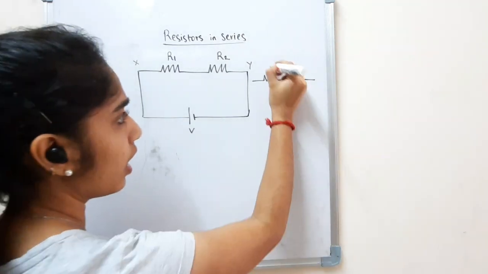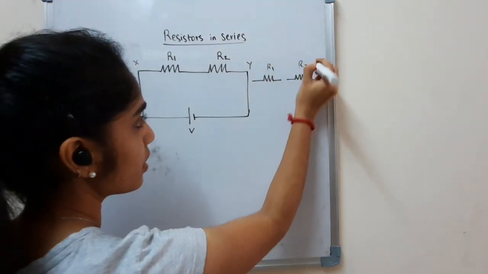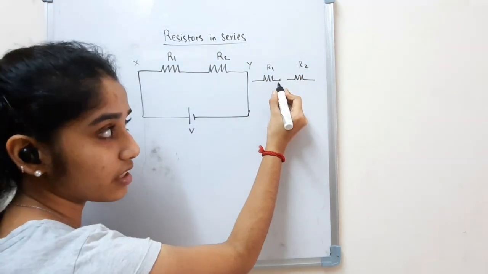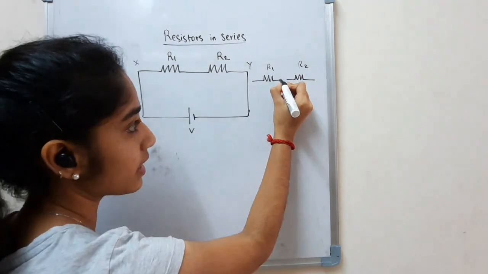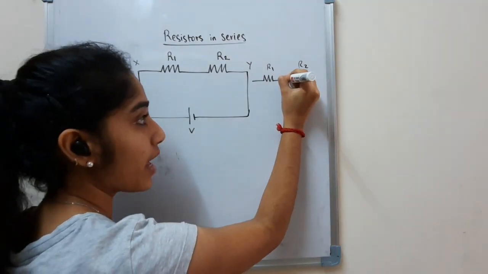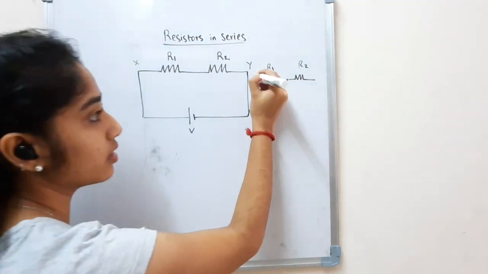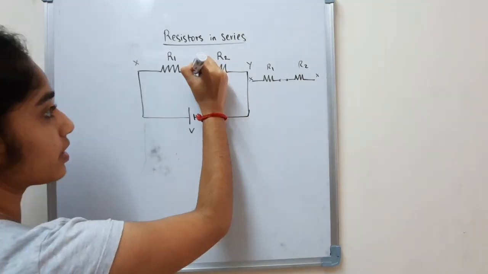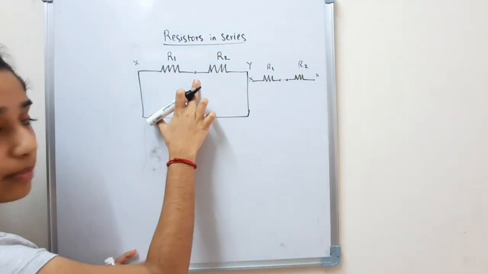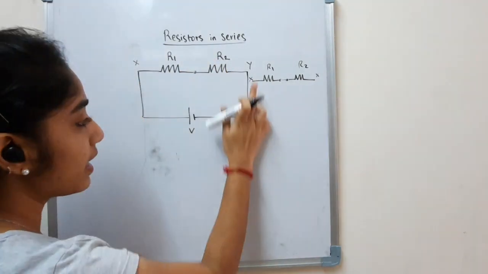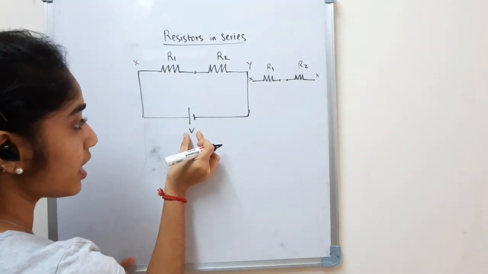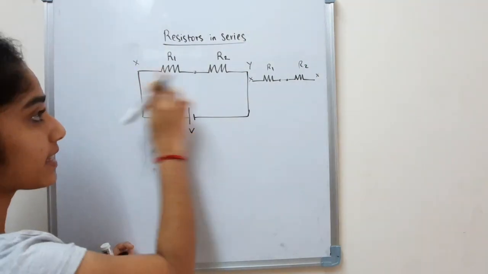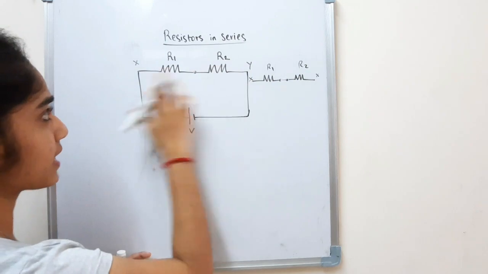Series meaning, let's say this is R1, R2. One end of the first resistor is connected to one end of R2. That's all. We don't care about these ends. So now these are connected in series, and this is a common point. Now I have connected a potential of V across X and Y. So what do we have between X and Y?